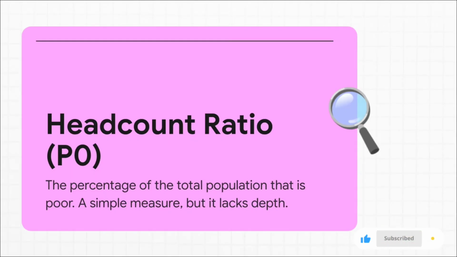The most basic tool is the headcount ratio. It's really simple. It's just the percentage of the population that's below the poverty line. But here's its critical weakness, and this is a great point to make in your answers. It doesn't tell you how poor the poor actually are. Someone just 1 rupee below the line is counted exactly the same as someone with absolutely no income at all.